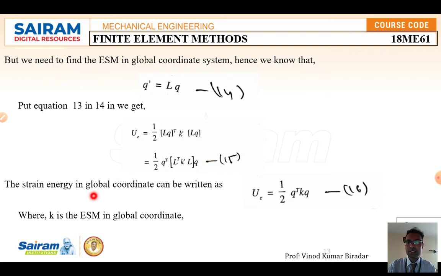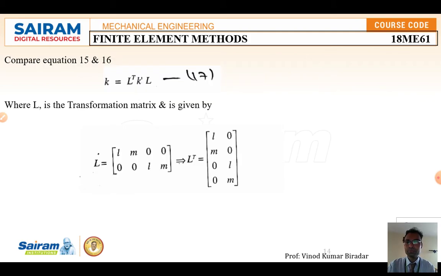The strain energy in the global coordinate system can be written as U = 1/2 q transpose k q. Give question number 16, where k is nothing but the element stiffness matrix for the global coordinate system. Compare equations 15 and 16. You are going to get k = L transpose k' L.